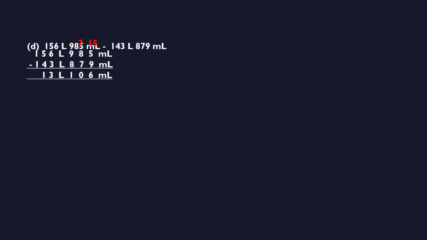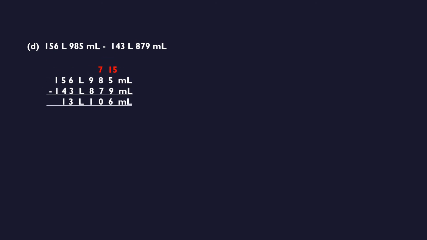Now D part, 156 liters 985 milliliters minus 143 liters 879 milliliters. Now from 5 you cannot subtract 9, so you will borrow 1 from 8 and it will become 15. Now 15 minus 9 is 6. Now 8 is reduced to 7. 7 minus 7 is 0. 9 minus 8 is 1. Then come towards liter side. 6 minus 3 is 3 and 5 minus 4 is 1. 1 minus 1 is 0. So no need to write there 0. Your total answer will be 13 liter 106 milliliters.